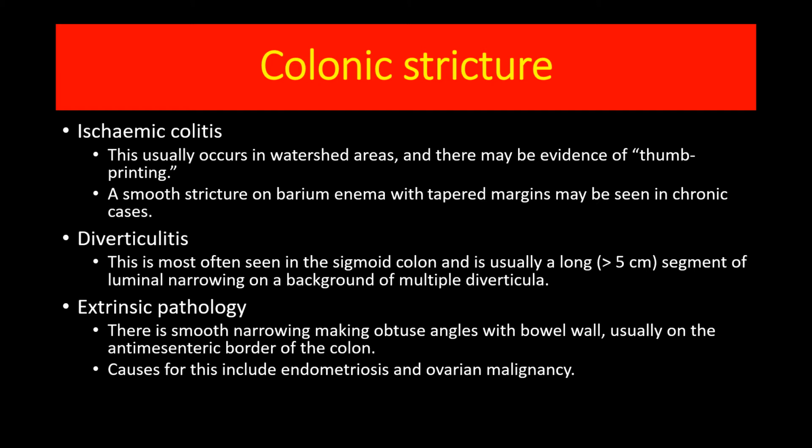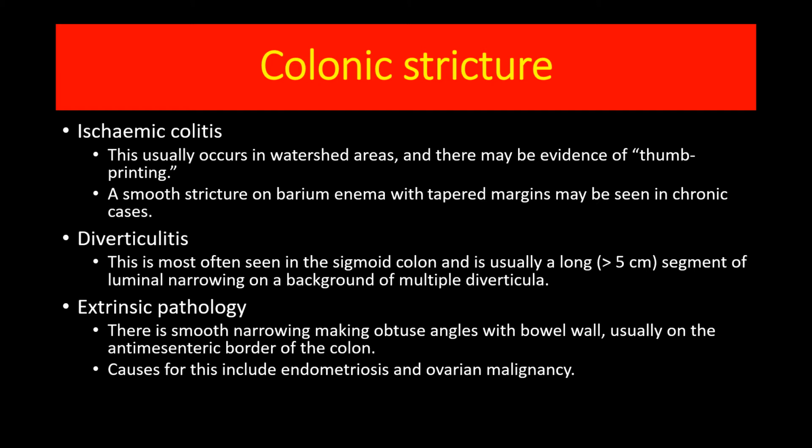Now, extrinsic pathologies can be any mass which is present outside. It can be an ovarian malignancy, endometriosis, or any metastatic lymph node. These all can cause compression, but whenever they cause compression, they will form an obtuse margin.